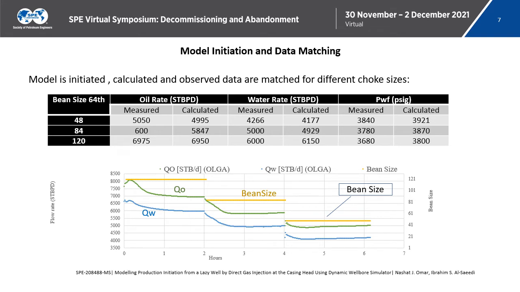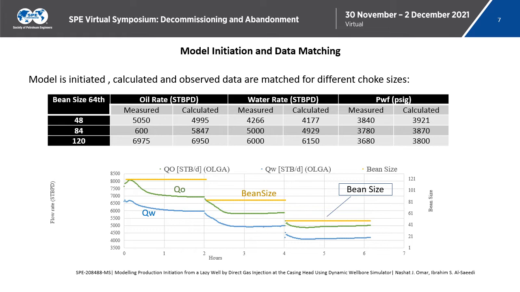Actually, we have matched the data for three choke sizes, which are 84, 48 and 120 of 64th of an inch. The results are consistent and show a good match between the calculated and the measured data. Those measured data were measured using PLT surveys.